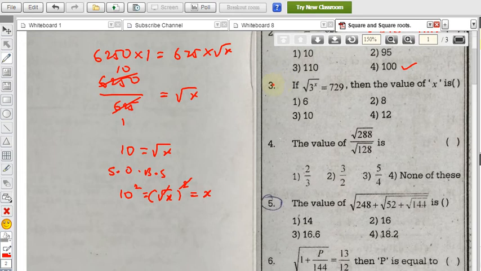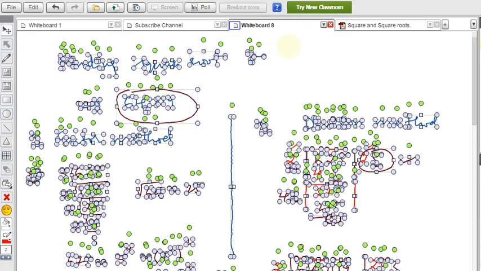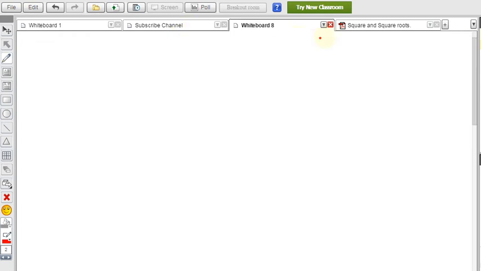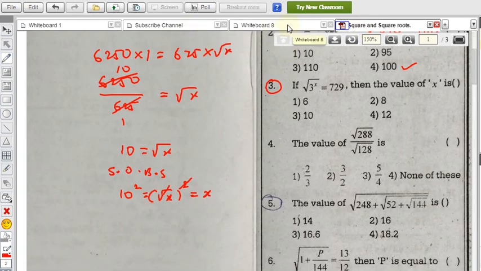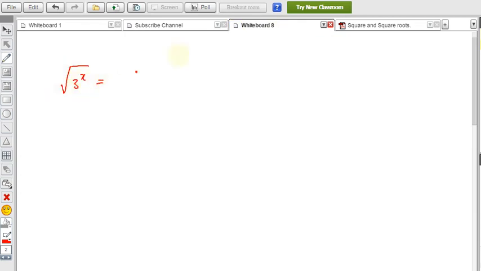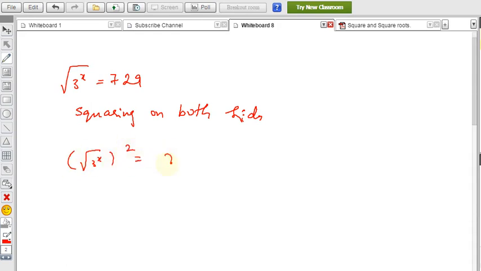Let us see the third one. If the square root of 3 power x is equal to 729. Square root of 3 power x is equal to 729. You can remove the square root on both sides, that means squaring on both sides, because we need to remove the square root. So square root of 3 power x whole squared and 729 whole squared. The square and square root get cancelled. 3 power x is equal to 729 power 2.